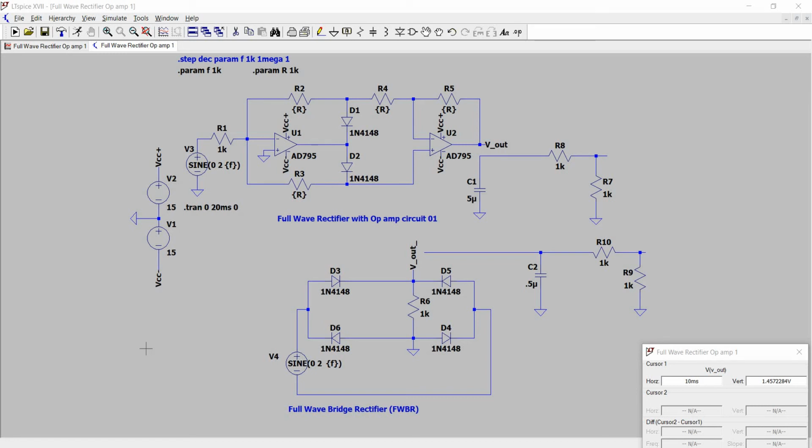Today I will describe the full wave rectifier using op-amp circuit and we will compare it with the full wave bridge rectifier. This is the first video of the full wave rectifier op-amp series, and we will describe it in some more videos about full wave rectifier using op-amp. There are different kinds of circuits, but today we will discuss this circuit. Let's run the circuit.